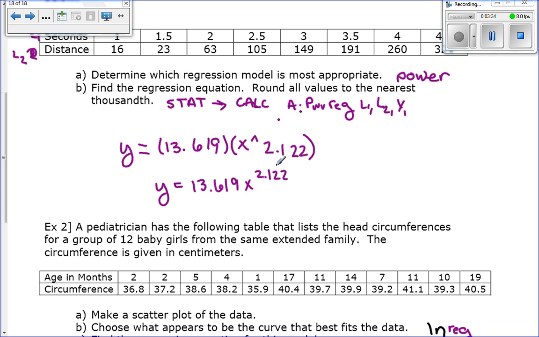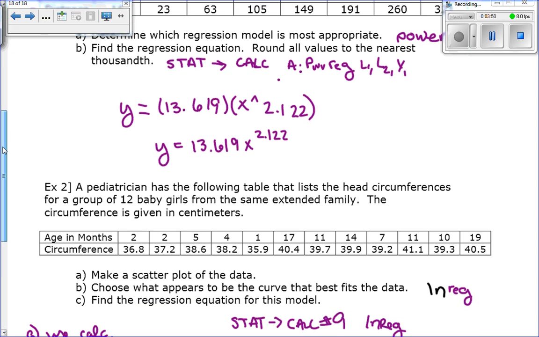Okay, that's fine, but I want to see this notation on your test. Don't use the caret. You guys are big kids now, so actually write it as an exponent. It makes the equation look a lot nicer. And see, it says nearest thousandths, so that is 3 decimal places.